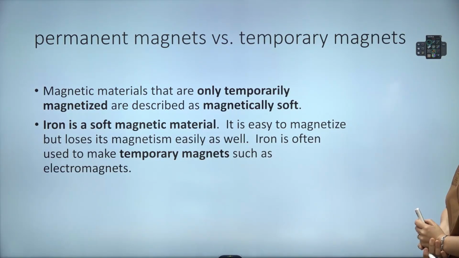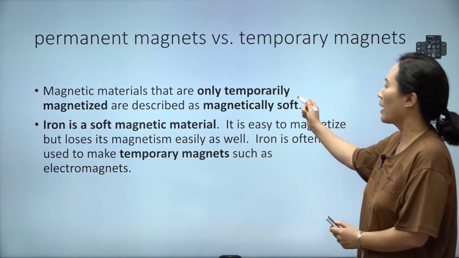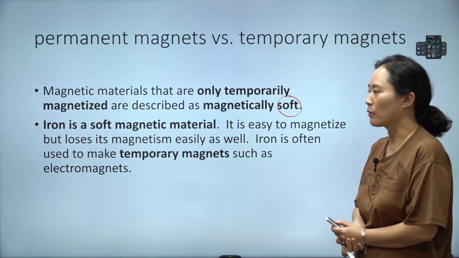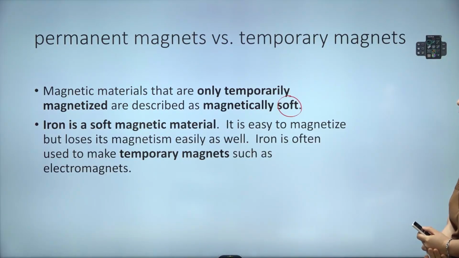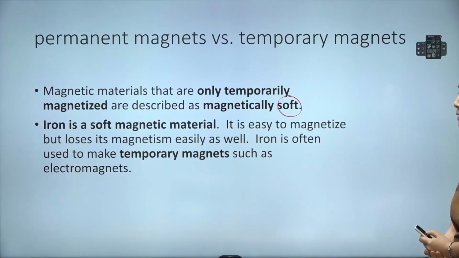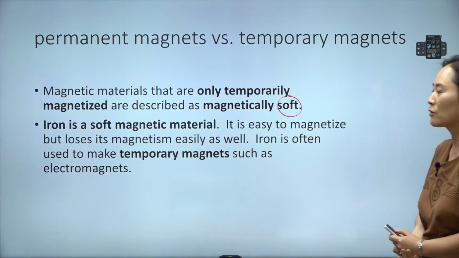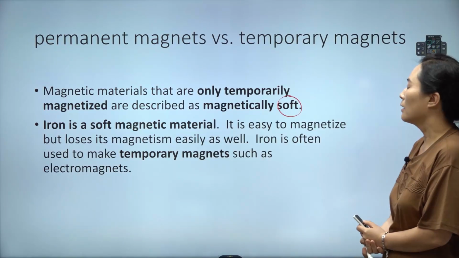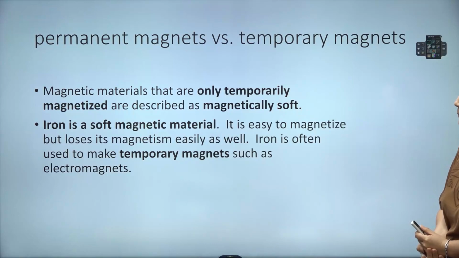Magnetic materials that are only temporarily magnetized are called magnetically soft. Hard means permanent, soft means temporary. Iron is a soft magnetic material. It is easy to magnetize, very easy to do. Unlike steel, it is easy to magnetize, but it loses its magnetism easily as well. Iron is often used to make temporary magnets, such as the electromagnet. Electromagnets are an example of temporary magnets.